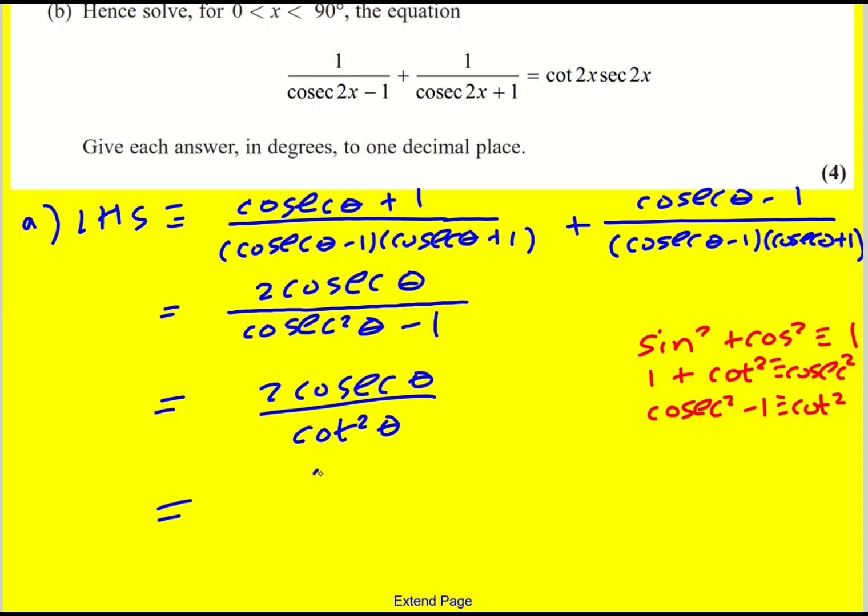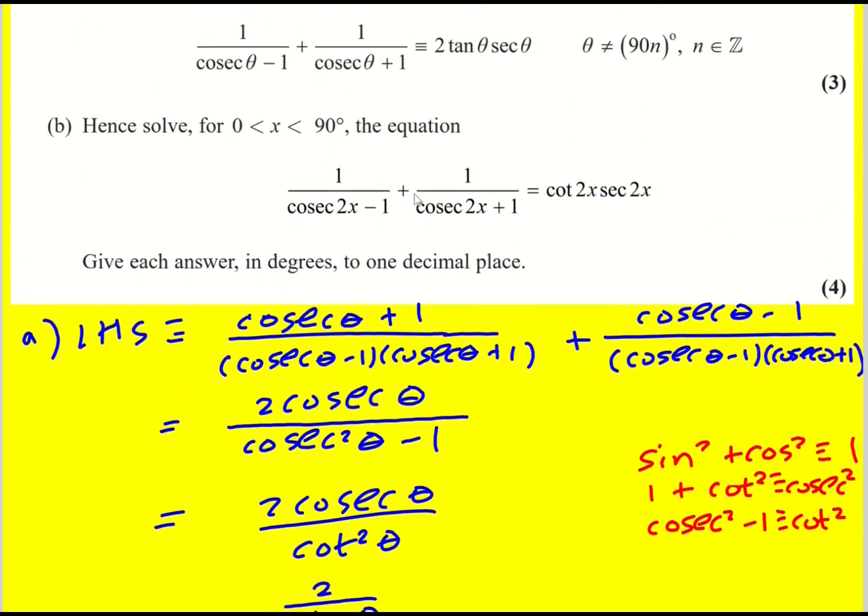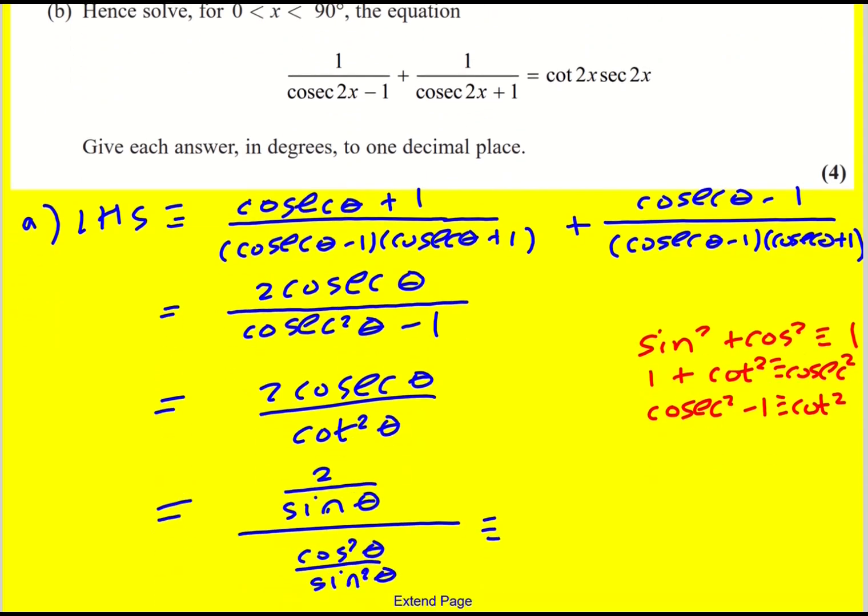So now I'm going to write it as 2 over sine theta, because that is my 2 cosec theta, over cot squared theta, which is actually going to be cos squared theta over sine squared theta. Now in the final answer, we do have a reciprocal trig, but we also got tan. So I think let's just get everything in terms of normal trig now, and then sort it out after. So we'll get 2 over sine theta, then we'll keep change flip. I'm going to times by sine squared theta over cos squared theta.